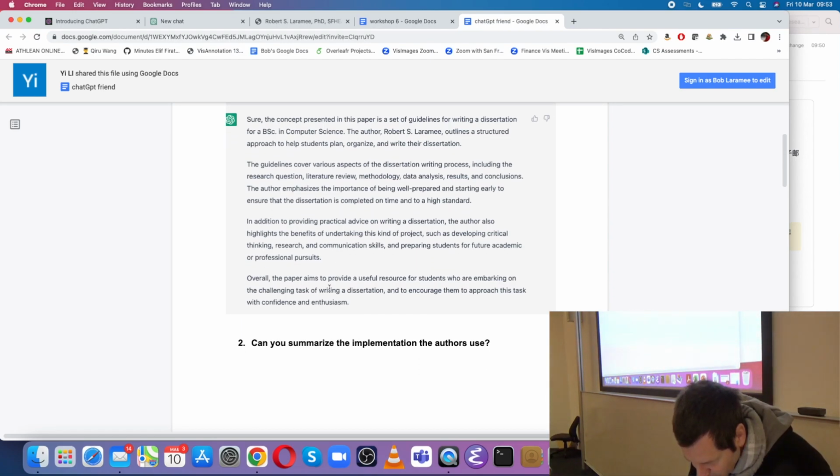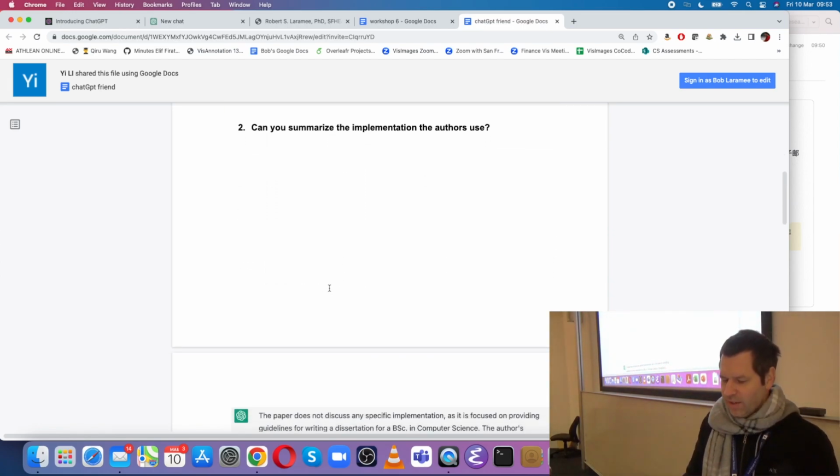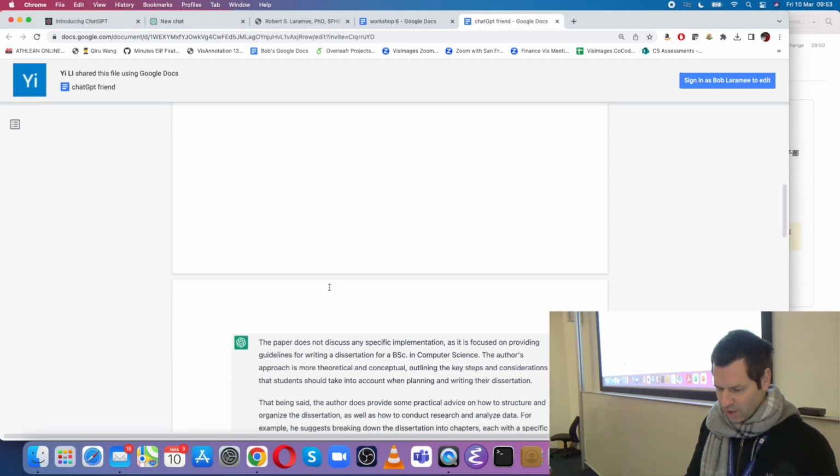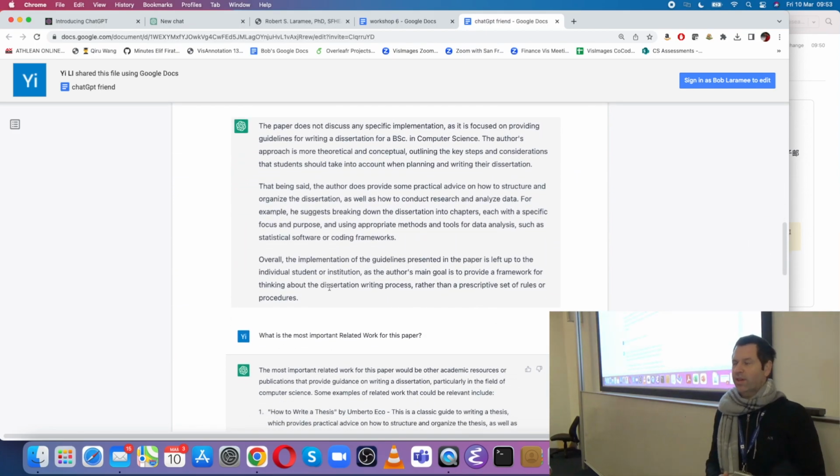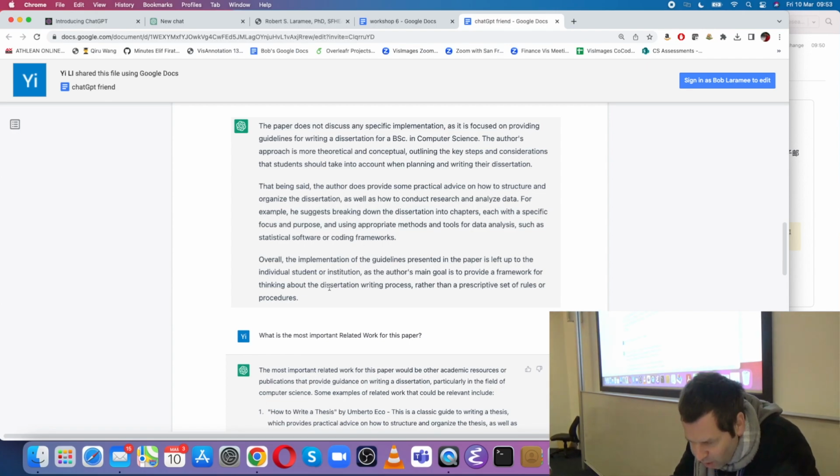This one looks correct. Summarize the implementation. So, in reality, this question doesn't make sense for this paper because there is no implementation in the sense that we're thinking about. There's an implementation section, where you describe the implementation, but there's no implementation in the way we're thinking about it in Coursework 1. So it'll be interesting to see what it says. Oh, it's correct. The paper does not discuss any specific implementation as it is focused on providing guidelines for writing a dissertation in computer science. So this is a good answer.